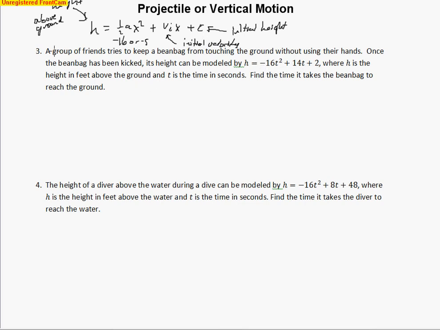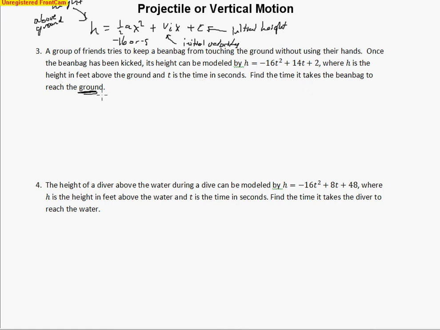So here it talks about a group of friends who try to keep a beanbag from touching the ground without using their hands. Once the beanbag's kicked, its height can be modeled by this equation, where h is the feet above the ground and t is time in seconds. So we want to find the time it takes to reach the ground.